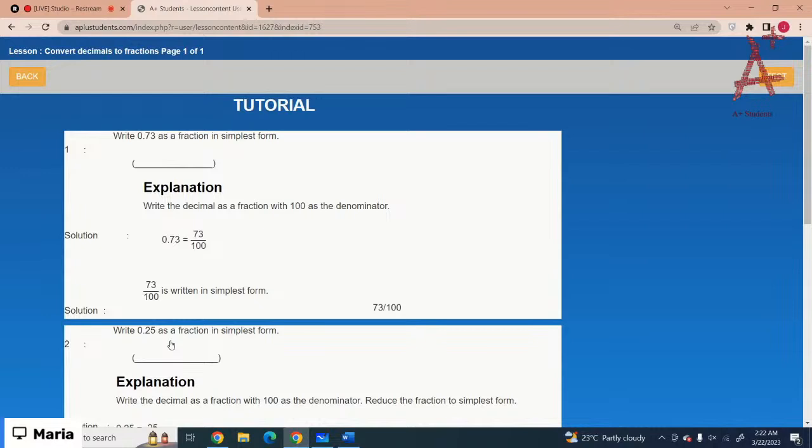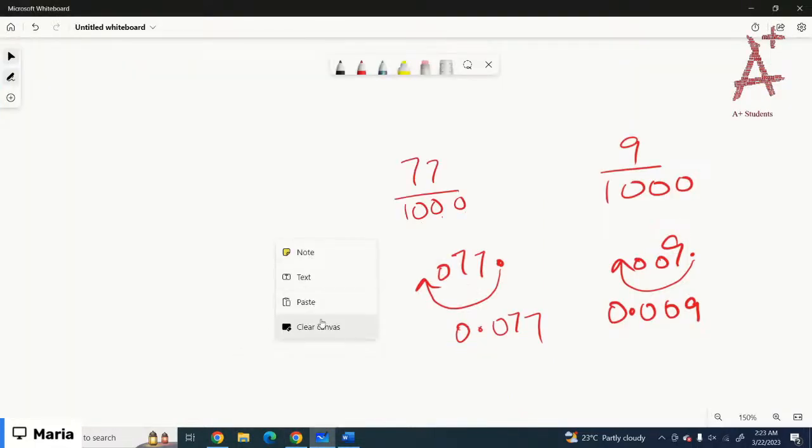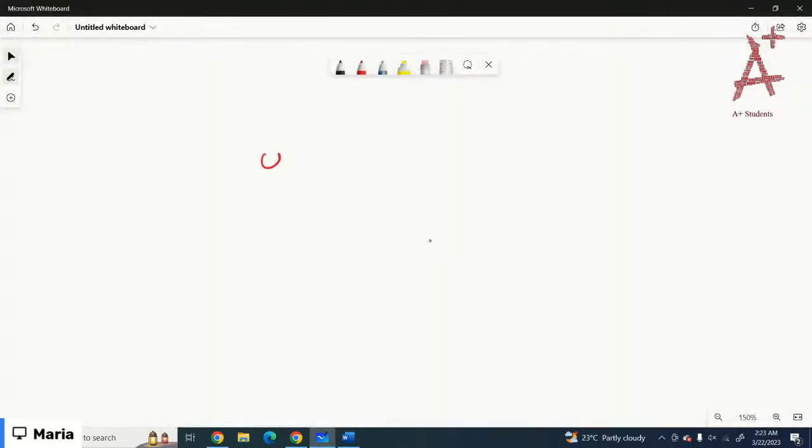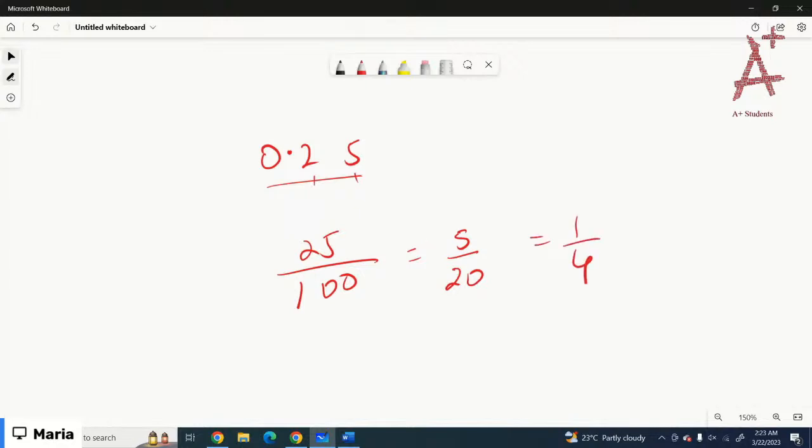Simplest form means you have to divide both numerator and denominator by a common number. Got it? If you can divide. Like for the second one, that is 0.25. So you have two digits after the decimal, 1, 2. That means you need to add a 1 and two zeros. So it would be 25 over 100. Got it? So we have a common number that can divide both numerator and denominator, that is 5. Just divide them. 5 times 5 is 25 and 5 times 2 is 10 and 0. So it would be 5 over 20. Again, we can divide them by 5. It would be 5 times 1 is 5 and 5 times 4 is 20. You have to convert into the simplest form. Got it?